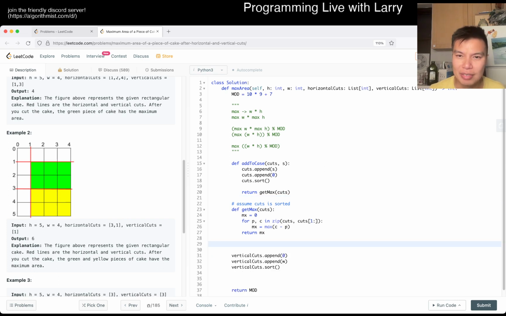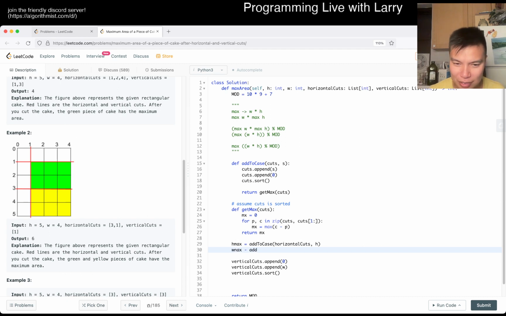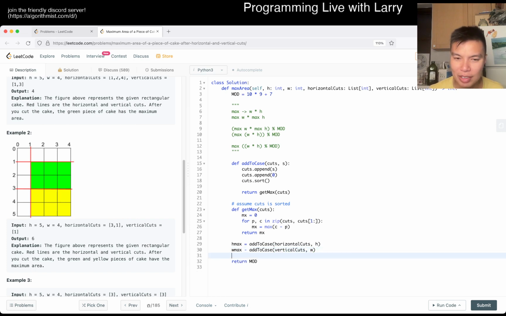And then now you have h max, say, is equal to add to case. Add to case is a terrible name, but pretend you have a better name at home, and let me know your favorite name for variable names. I am terrible, right? Anyway, then height max and width max is equal to add to case of vertical cuts and W. Now we can return this at the very end.